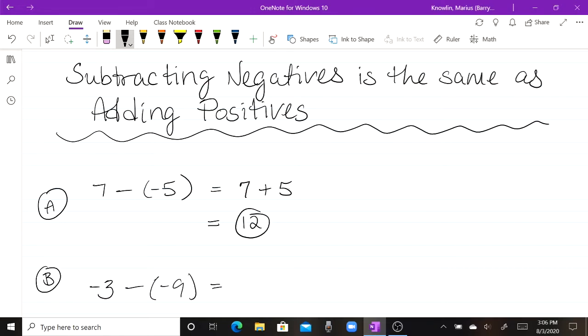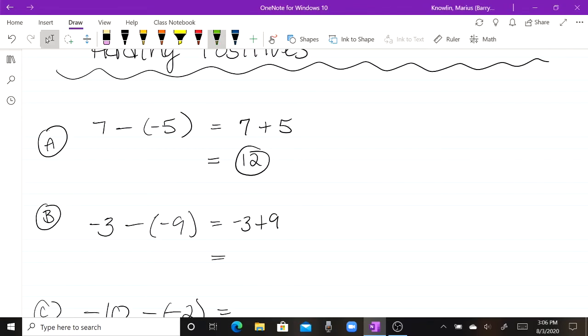Let's look at B. B says negative 3 minus negative 9. Well, subtracting a negative number is adding a positive. So this is really negative 3 plus 9. And since these are different signs, we subtract, right? That's what we should be doing, subtracting.